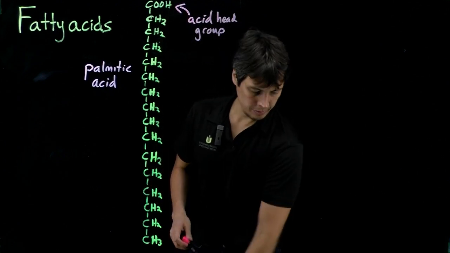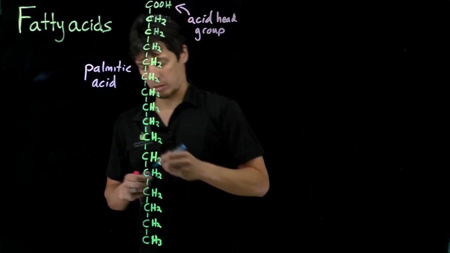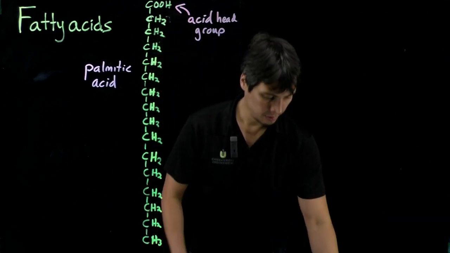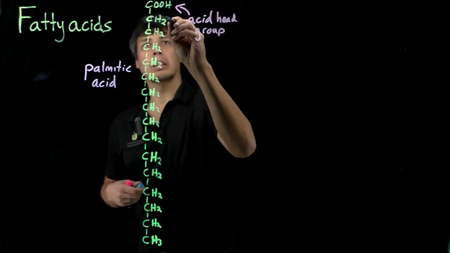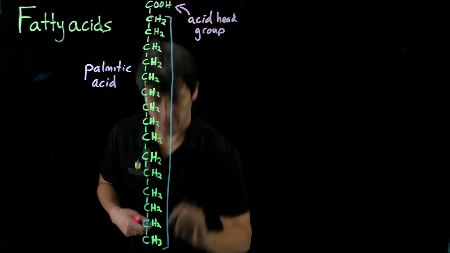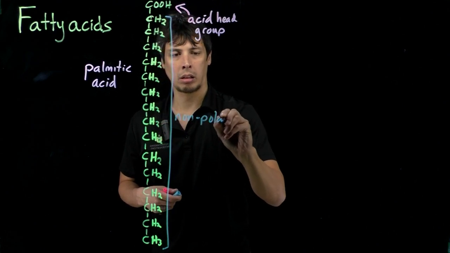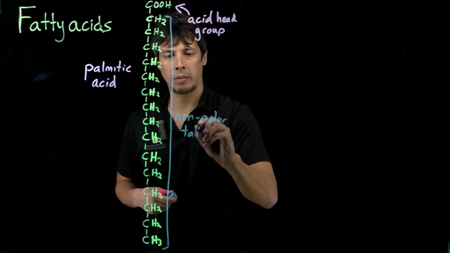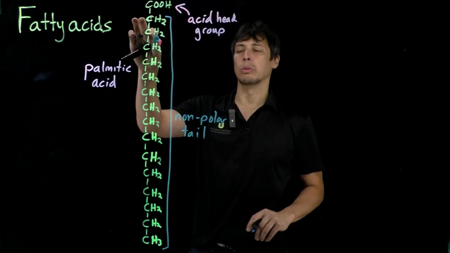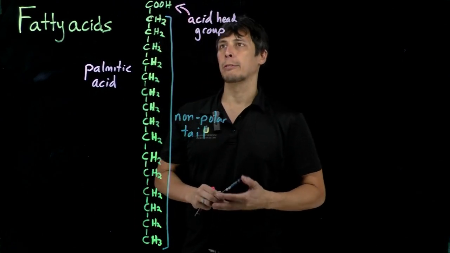And then there's a long hydrophobic tail, which can vary in length. So this is a nonpolar tail. And note that there's a lot of CH2 groups, and this ends in a methyl group. So this is very nonpolar, very hydrophobic.